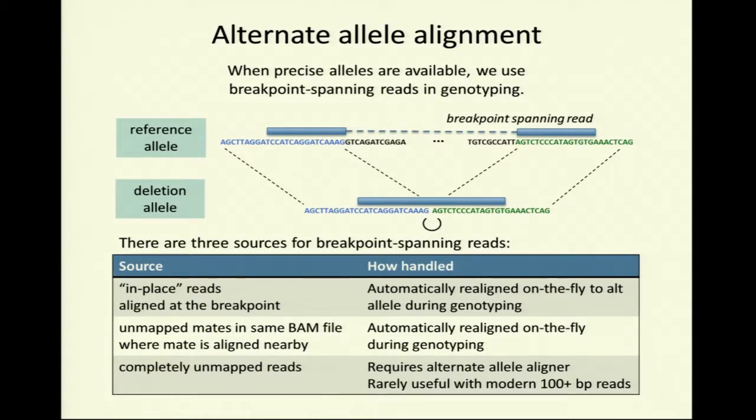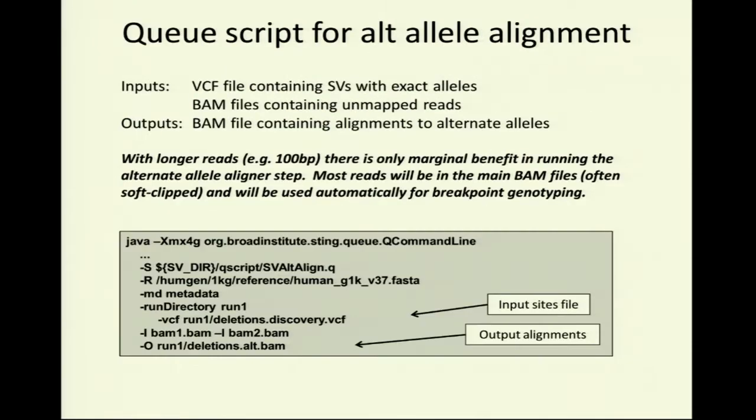This was more important for short reads, 36 base pair, 50 base pair reads. With 70 and 100 base pair reads, there's almost no advantage to doing this alternate allele aligner. So it's still in the toolkit, but it's really not that useful anymore because the technology's evolved. And this is the QScript if you wanted to run it.